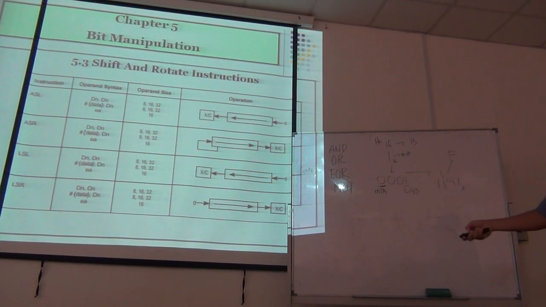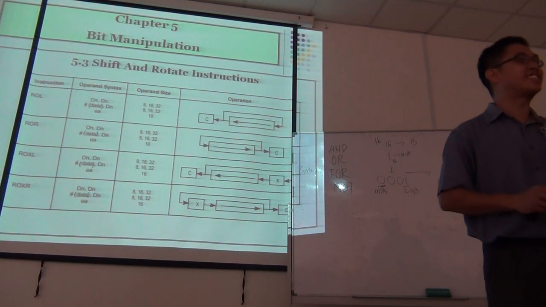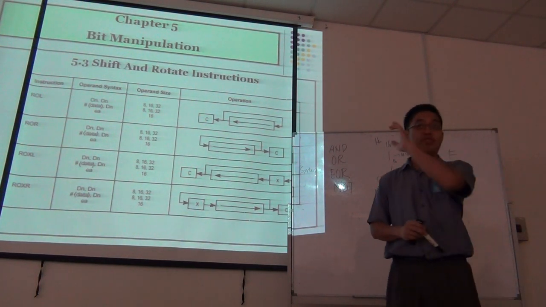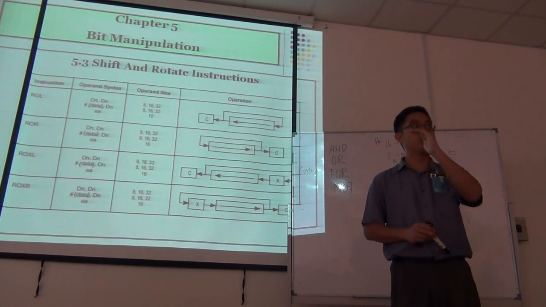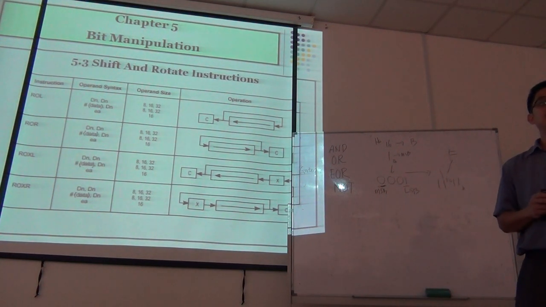Can you see? Okay, one by one. Alright, I'm going to make it slow. Don't worry about that. Okay, this is rotate. You may not remember all of them, that's what I understand. So no matter what, I'm going to give you this table. So you have to look at the table and confirm correctly how it's going to rotate and shift.